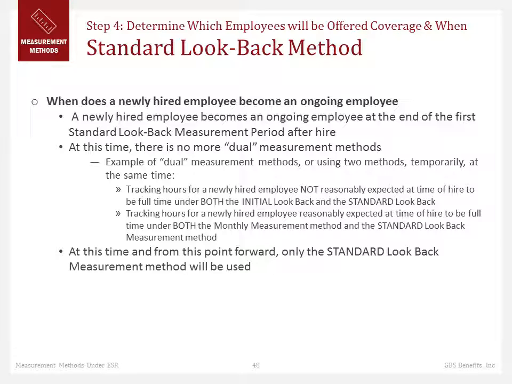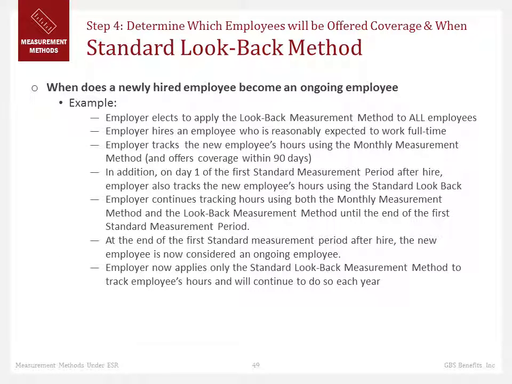Tracking hours for a newly hired employee reasonably expected at time of hire to be full-time are tracked both under the monthly measurement method temporarily and then the standard. So as soon as you get to the end of the first standard, you're going to drop off the monthly measurement method. And from this time forward, under both examples, you're only going to use the standard look back.